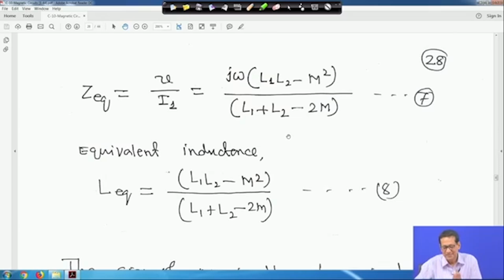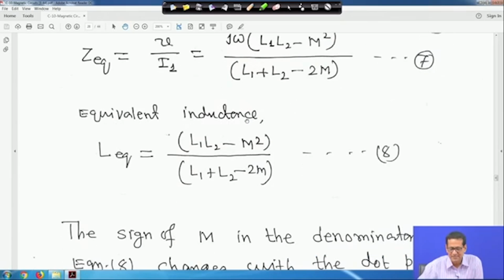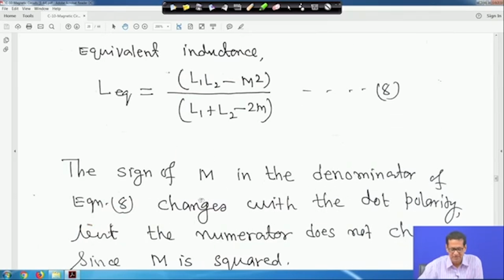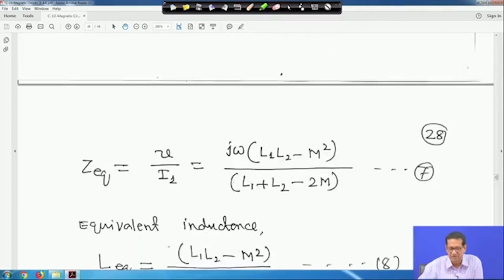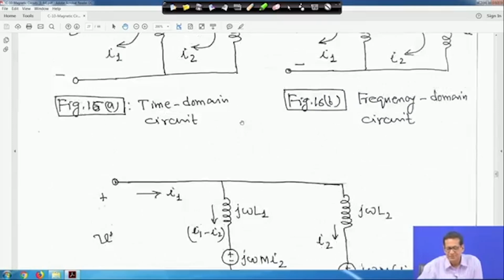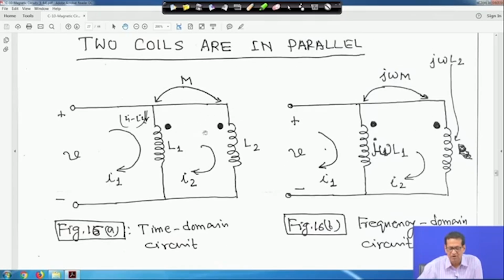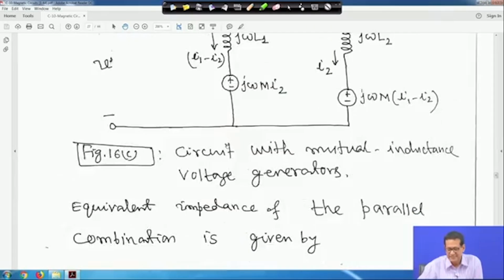Now, look at that: whether m is negative or positive, m square will always be positive, and the denominator is L1 plus L2 minus 2m. So, the equivalent inductance in this circuit will be (L1 L2 minus m square) divided by (L1 plus L2 minus 2m). The sign of m in the denominator of equation 8 changes with the dot polarity, but the numerator does not change, since m square is positive. That means if you interchange the dot, the sign of m will change.